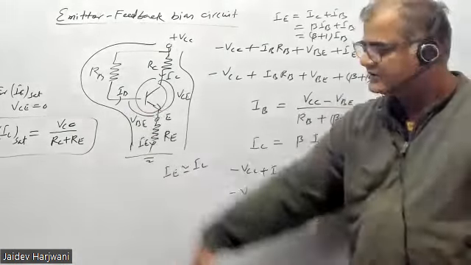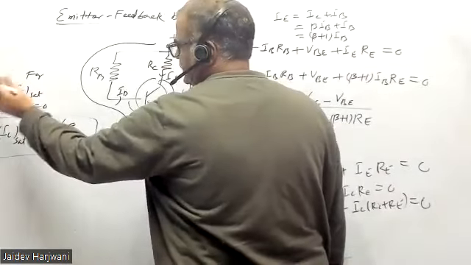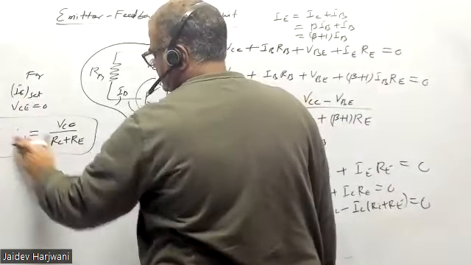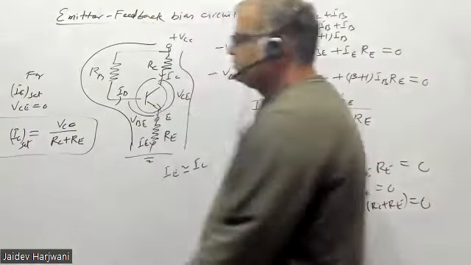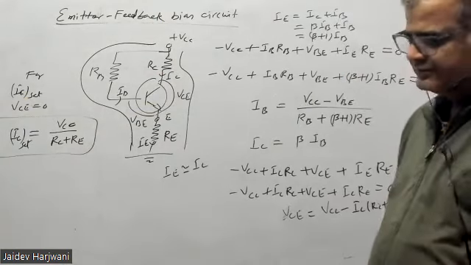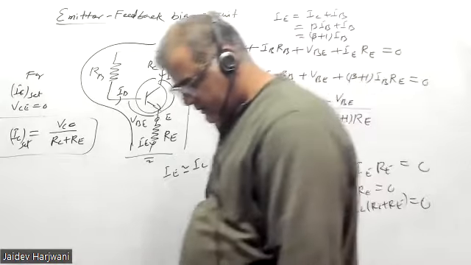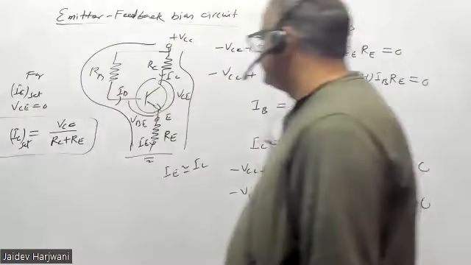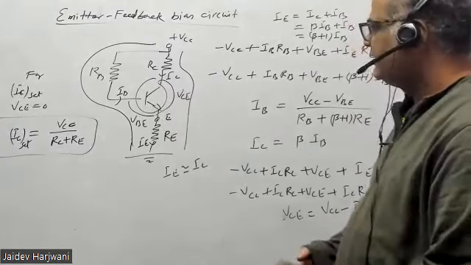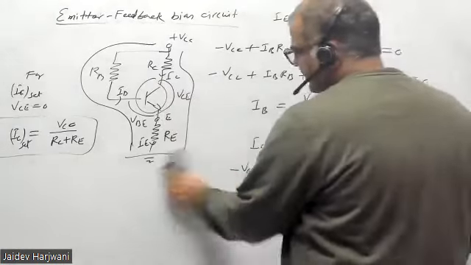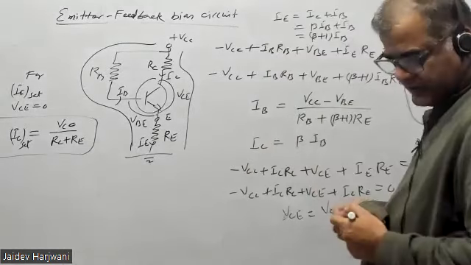Is that visible? IC saturation. So now here this VC and VE are different. So now for this circuit, find the operating point. I will give the values. Just wait.